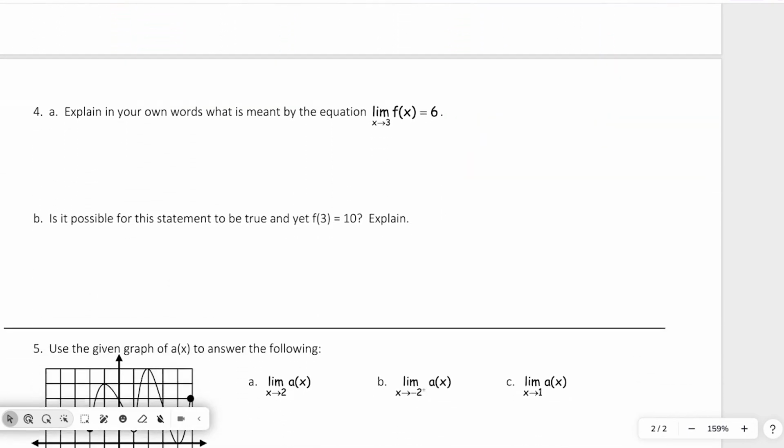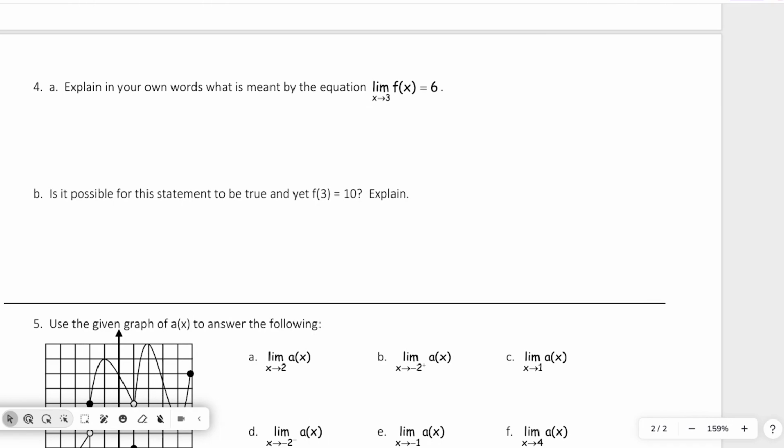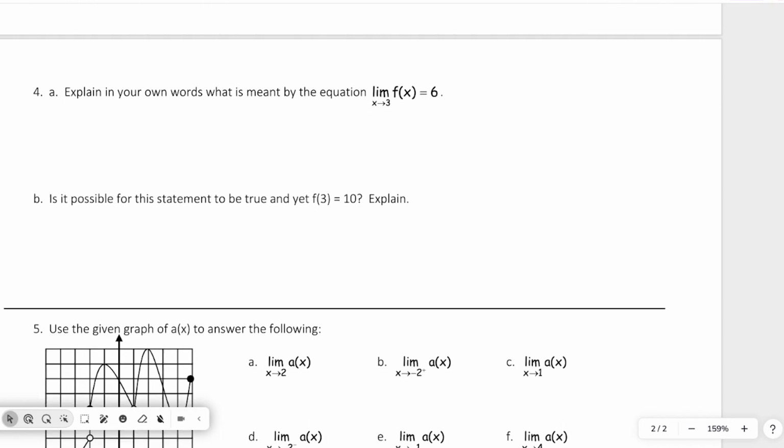Number 4a says, explain in your own words what is meant by this equation. I guess, really what this is saying, the way you would read this, first of all, is the limit of f of x, or instead of when, I think I'll say as x approaches 3 is 6. But what that really means is that both the left and the right-hand limit agree.